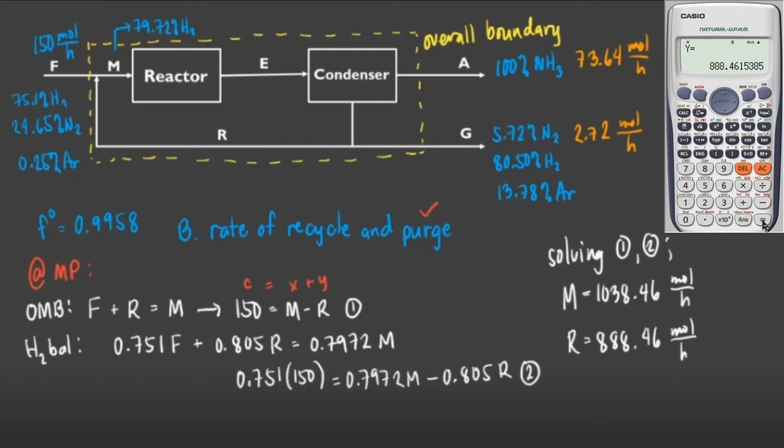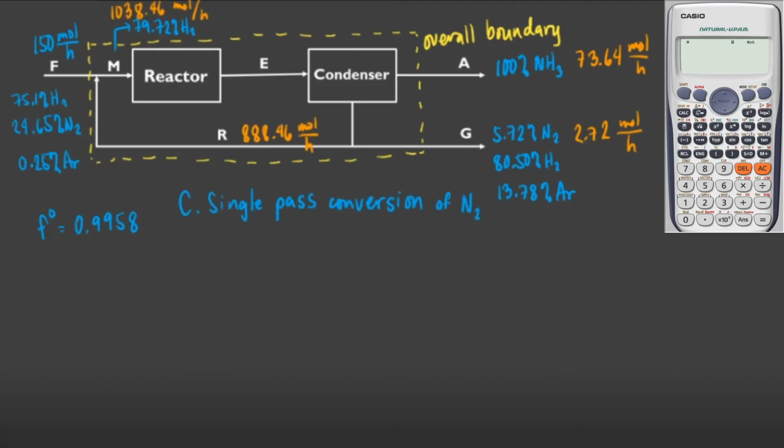Thus, we were able to solve for the flow rates of the recycle stream. Okay, let's proceed to the last unknown. For the final question, we are asked to solve for the single pass conversion of the limiting reactant. In this case, you can check that our limiting reactant is nitrogen.